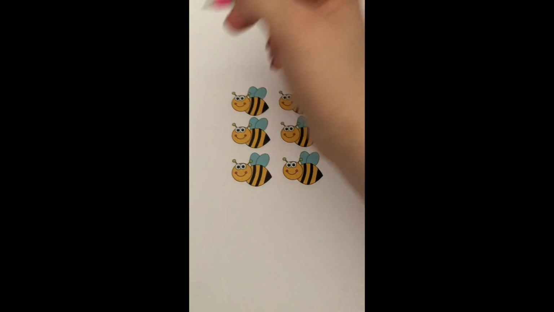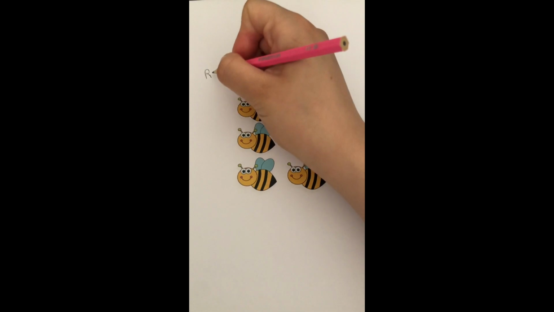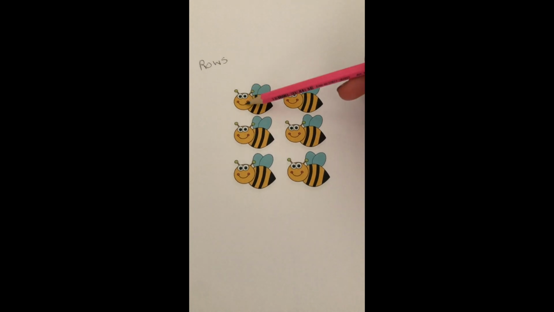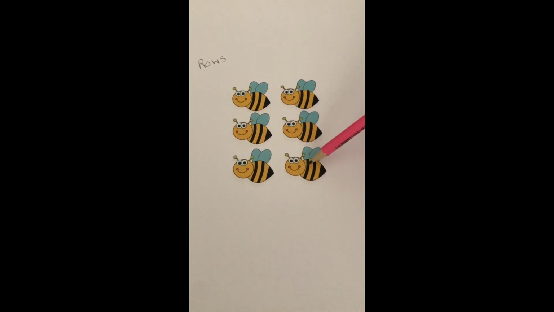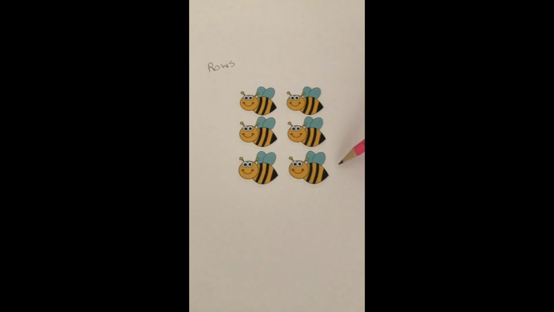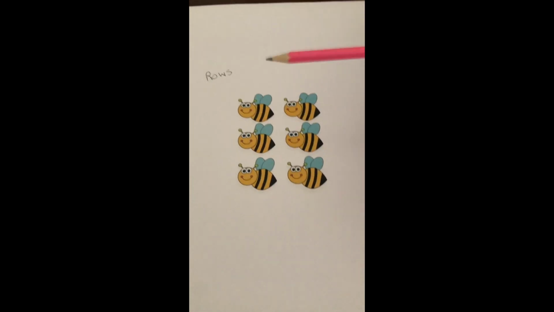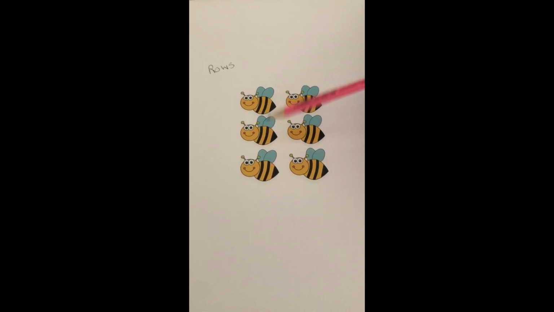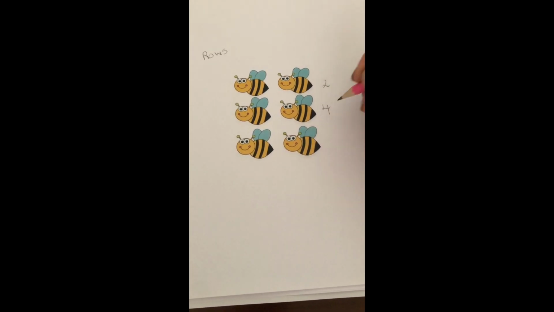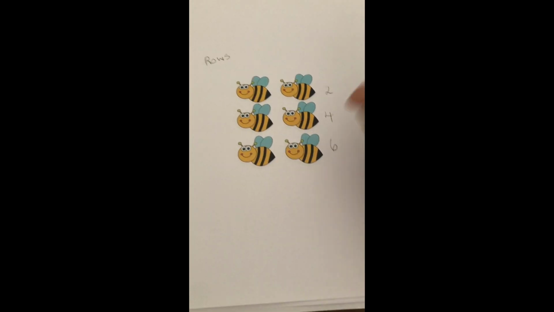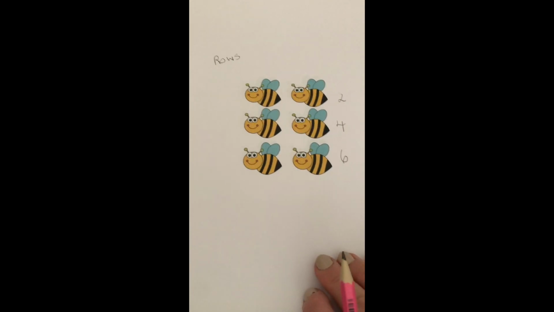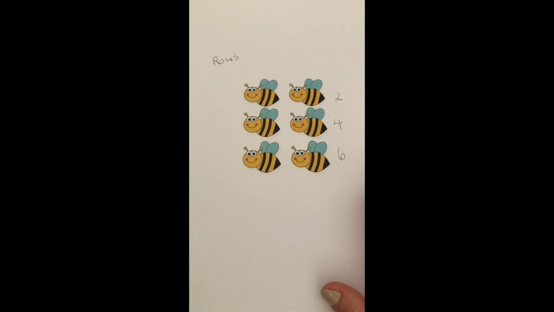So the first way would be to skip count the rows. So as you know, the rows go across. So I have 2 in each row, 2 bumblebees in each of my rows. So I would skip count by 2s. I'm going to record how I skip counted on the side, just like they did in the video if you watched it. So 2, so I would write down the 2 here, 4, and 6. So I know the total number of bees I have is 6.